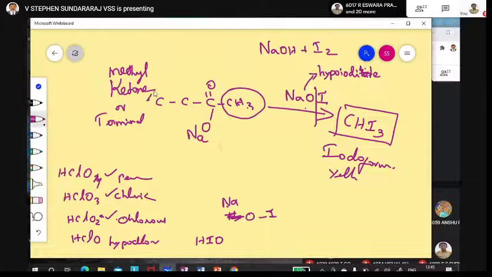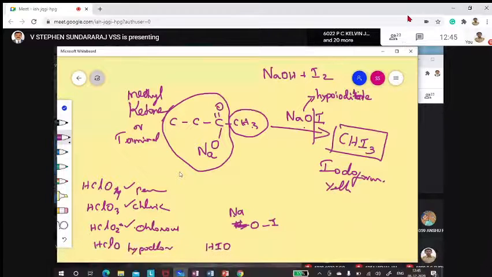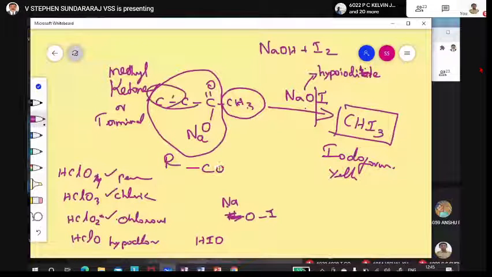See, what is this? R, I take this R, COONa. So ketone becomes sodium carboxylate, the carboxylic acid salt. Ketone becoming acid means oxidation. But this oxidation is possible only for the terminal ketone, not for other ketones. That is why it is a special reagent. One is oxidation and then the iodoform is formed, and another is only the terminal ketone will be oxidized, not other ketones.